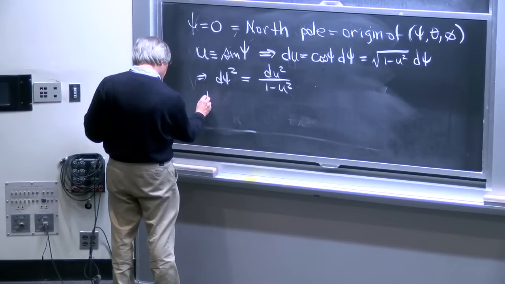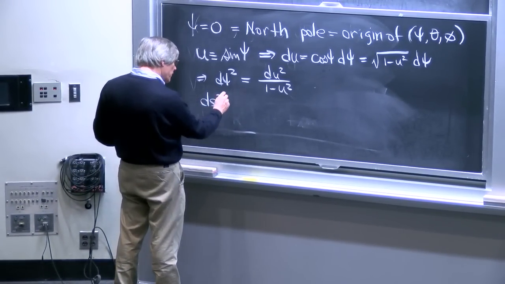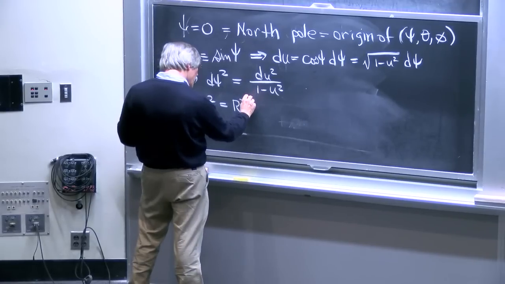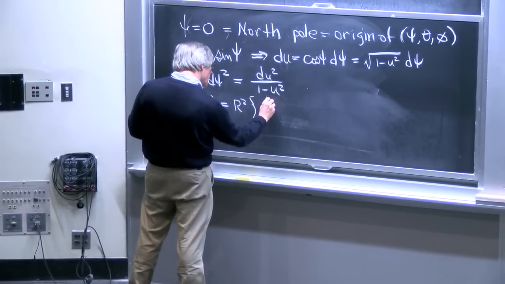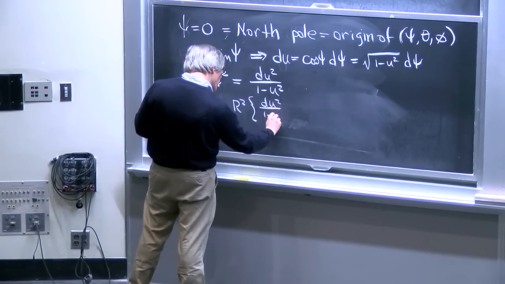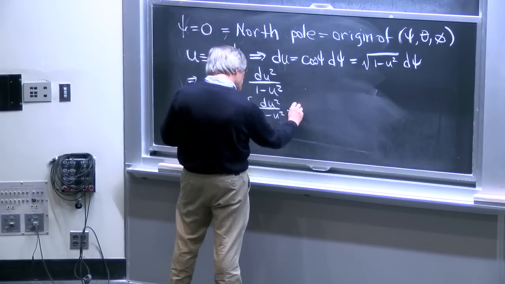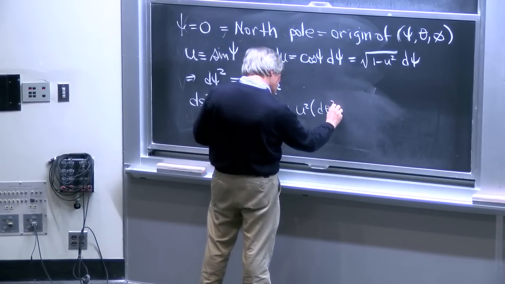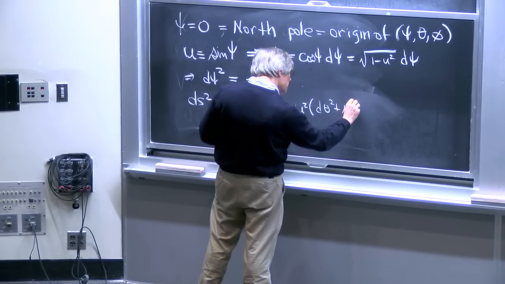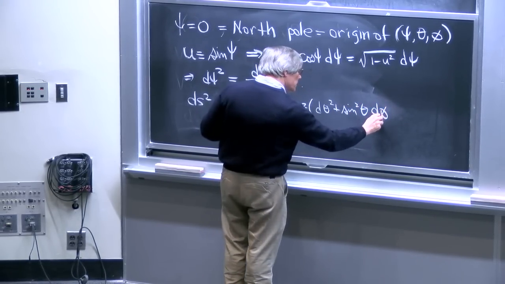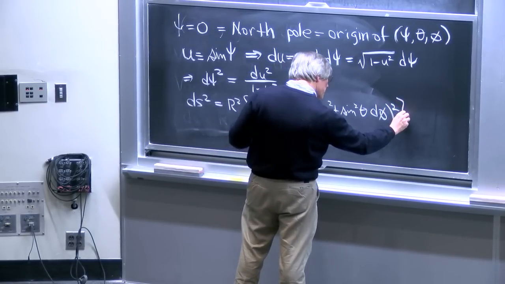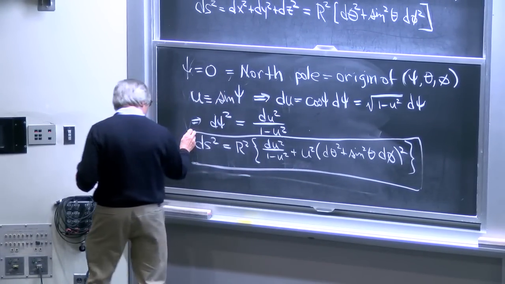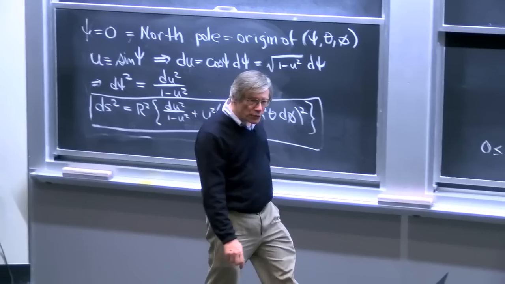And the full metric now, in terms of the u, theta, and phi coordinates, can be written as r squared times du squared over 1 minus u squared plus u squared times d theta squared plus sine squared theta d phi squared. So this is another way of writing the metric for this three-dimensional sphere embedded in 4 Euclidean dimensions.